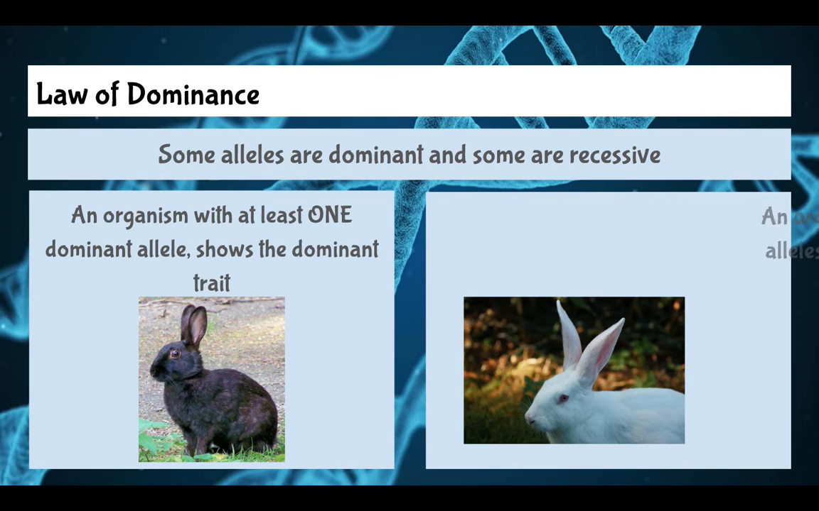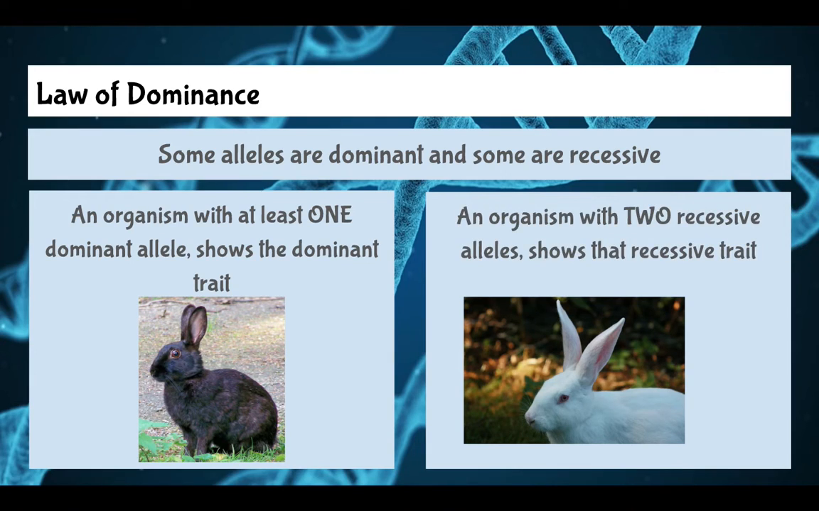An organism with a recessive trait has 2 recessive alleles. In order to show the recessive trait, you cannot have any of the dominant alleles. So let's look at that in letters. It might make a little more sense.